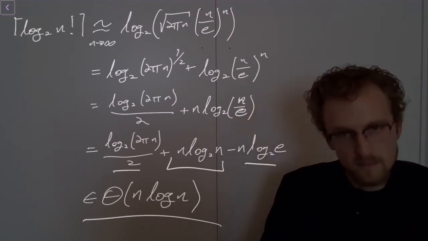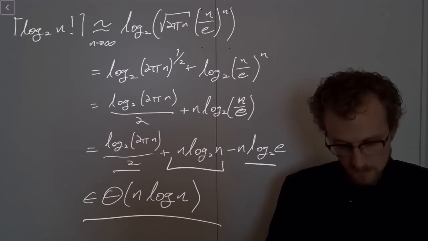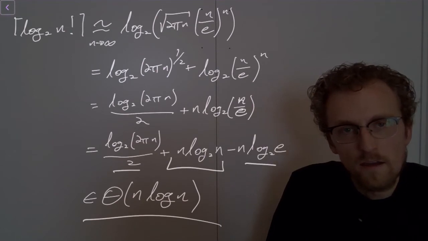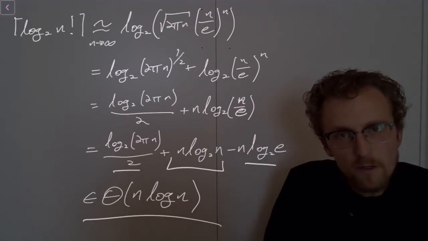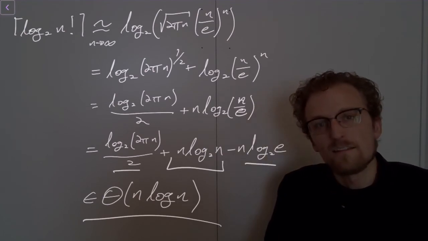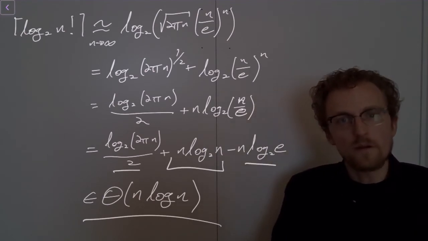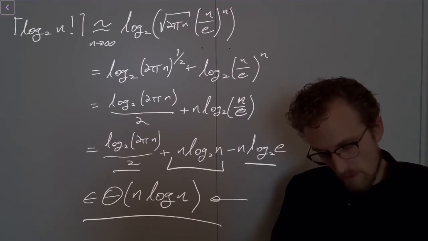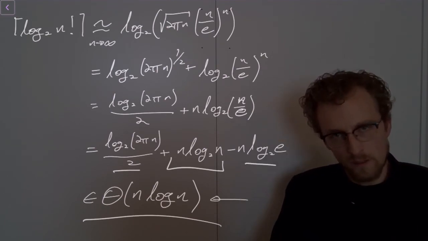And now what does this expression say? Well, it says that every comparison-based sorting has to perform at least order n log n comparisons to sort an array. So this now becomes our tight lower bound for the complexity of sorting.